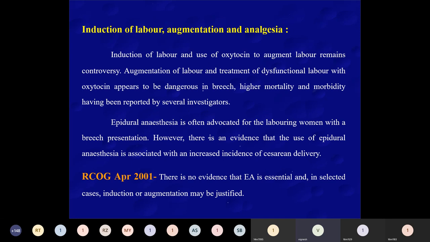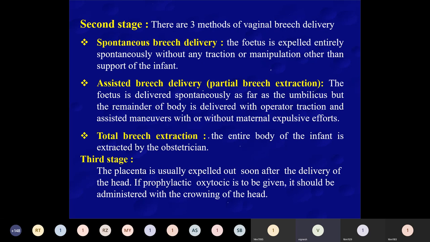I told you that induction of labor and augmentation of labor can be done in breech presentation. There is no contraindication for augmentation. Now coming to the second stage, concentrate on these three things. There are three methods of vaginal breech delivery. One is spontaneous breech delivery. Second is assisted breech delivery, also known as partial breech extraction. And third is total breech extraction.